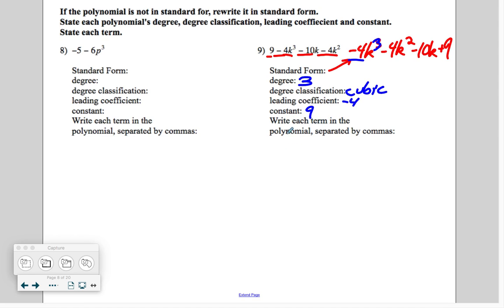And then write each term in the polynomial separated by commas. So really we can just copy down either the original polynomial or the one in standard form, but showing that we understand what terms are. There's one term. Here is another term. Here is another term. And finally there's a 9. There's those 4 terms that are being added or subtracted together. Or actually, since I'm using the negatives out in front, they're just being added together.